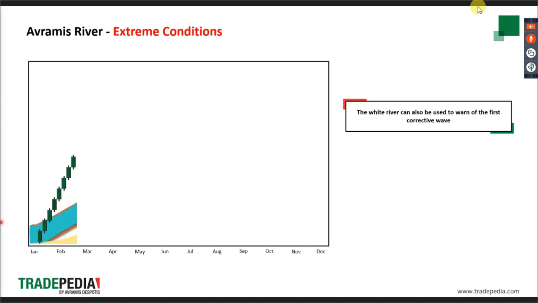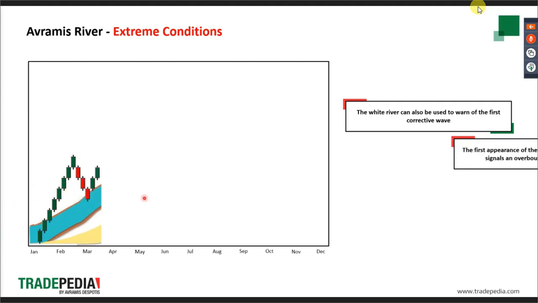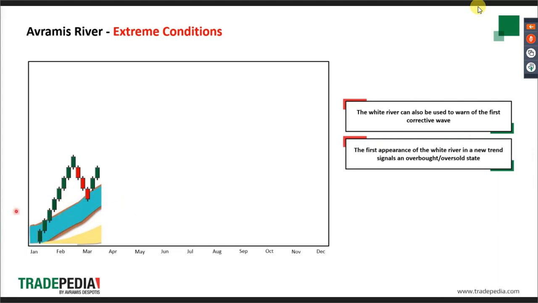Okay, so the white river can also be used as a warning to the first corrective wave. So if you see this white river between price and our blue river, this is a sign of corrective wave. It means like the price is moving so fast, it needs to come back and rebalance itself. So in the new trend, it also signals an overbought and oversold state.